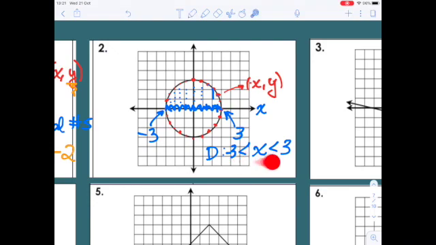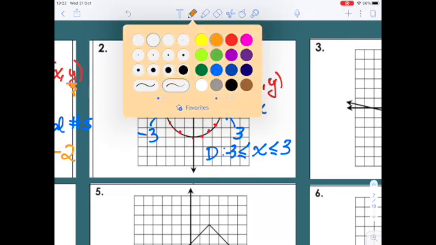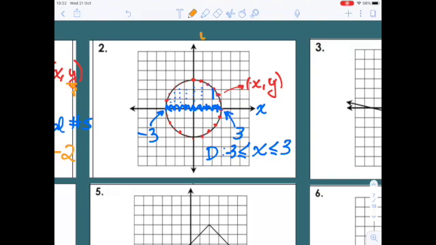Now the question is, do I put the equal sign in my inequality? The answer is yes, because it's a closed circle. If we don't have an open circle, you assume it's a closed circle. So x can be in between or equal to -3 and 3, then this would be the domain of your function. Looking at the range would be all the possible y values, right?